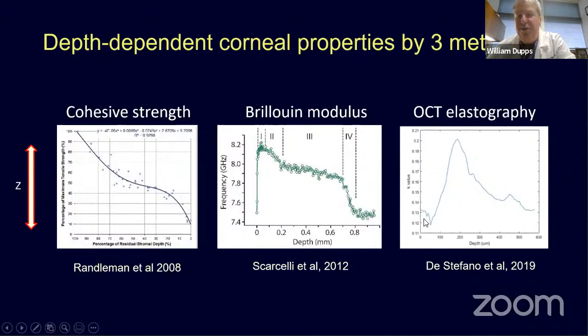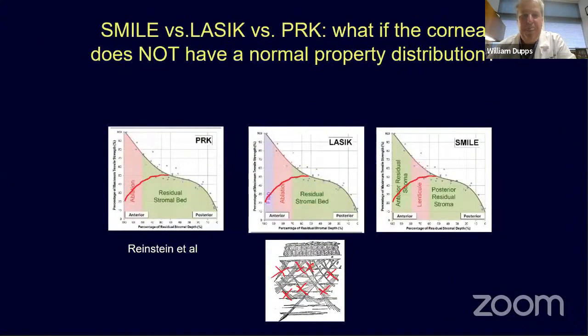And then this is an OCT elastography example showing a very similar trend. We have the epithelium in here too. So we're measuring very similar depth-dependent properties with three completely different approaches. And I think that's a promising finding, that these things are not in conflict with each other.